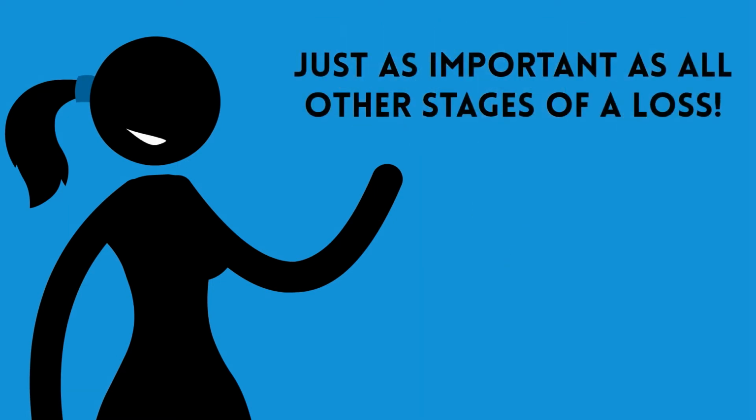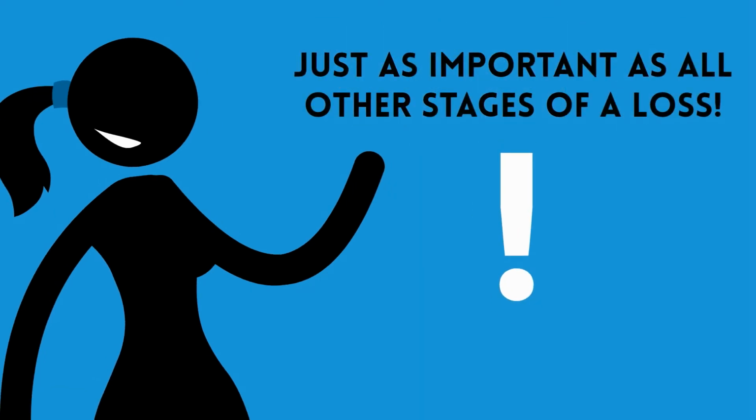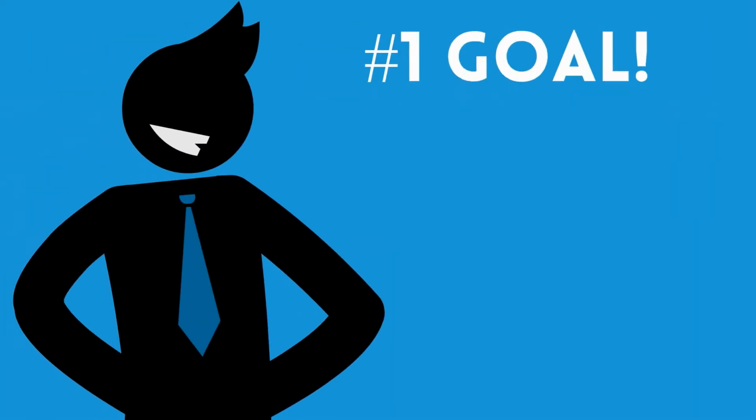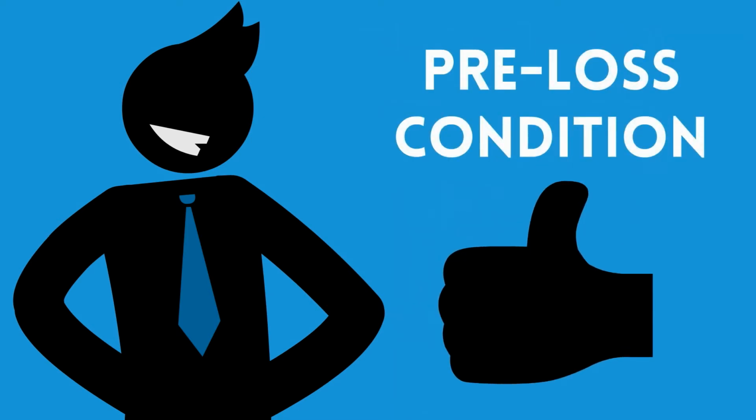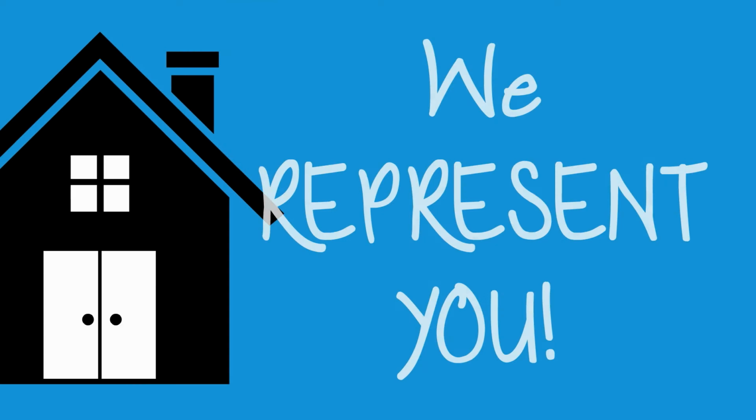You may wonder why the estimating process is so important. The estimating process is just as important as all the other stages of a loss. The Epic estimator's #1 goal is to ensure a detailed scope of work that will get the property back to its pre-loss condition and ensure that the property owner's interests are represented.